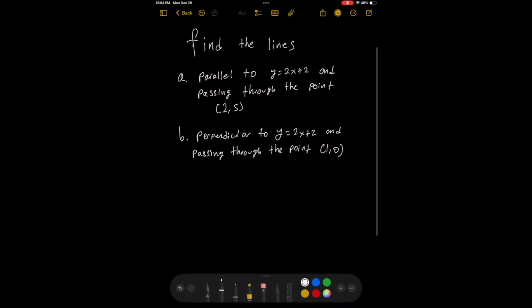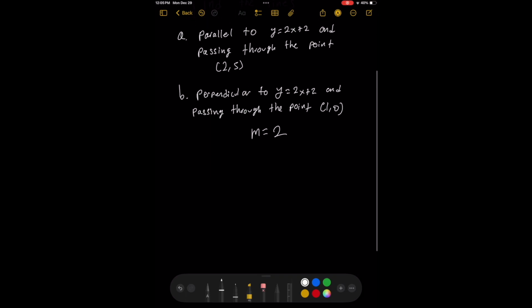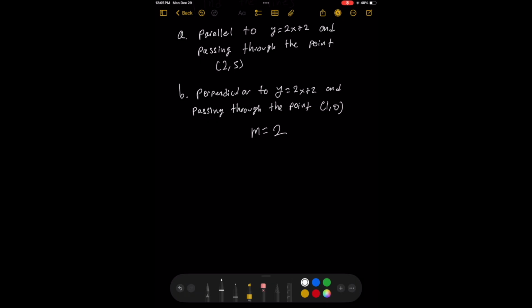So, what we discussed before, to do letter A, the line that's parallel will have the slope of 2. That's already important. And now, we just put it into point slope form. So, we just take this point, and we do it in point slope form, which is just y minus 5 is equal to 2 times x minus 2. And we just simplify. So what is that? y equals 2x plus 1. This is the line parallel to the line y equals 2x plus 2 and passing through the point 2, 5.